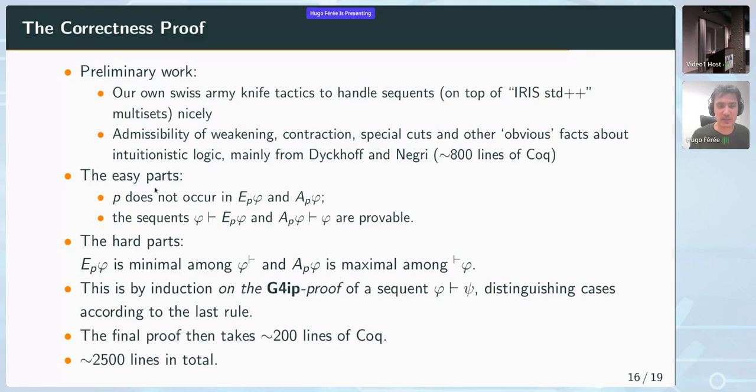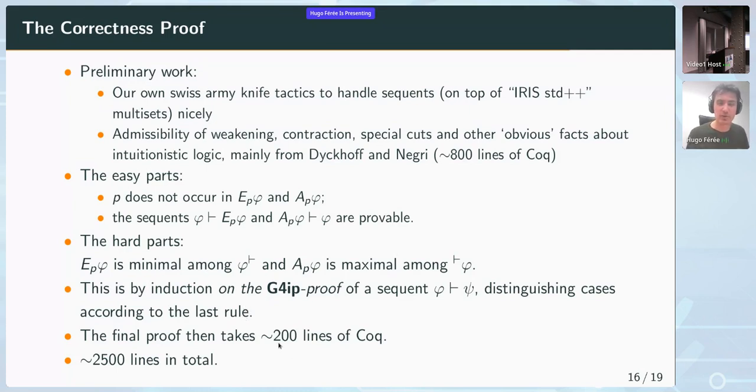Now the easy part of the main proof is to prove that our formulas do not use P, that they are consequences and antecedent of phi. And the hard part is to prove that they are respectively minimal and maximal. So the idea of the proof is that this is a big induction on the proof of a sequent, and there's a case distinction according to the last rule applied. And basically every line in Pitts' table corresponds to that last rule that is applied.